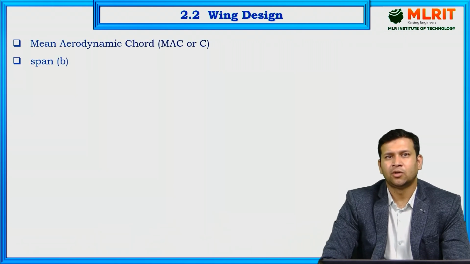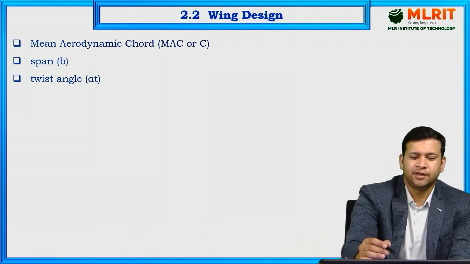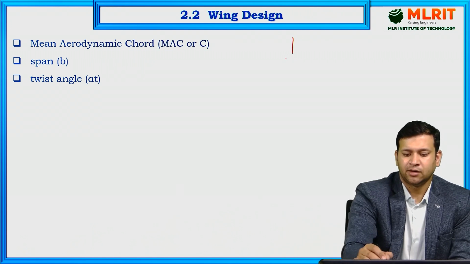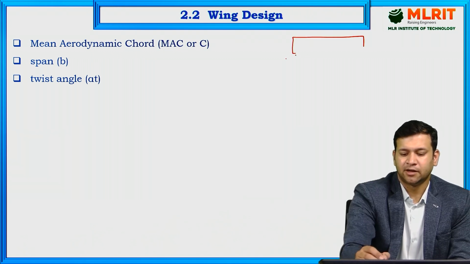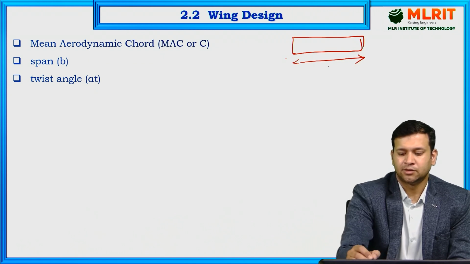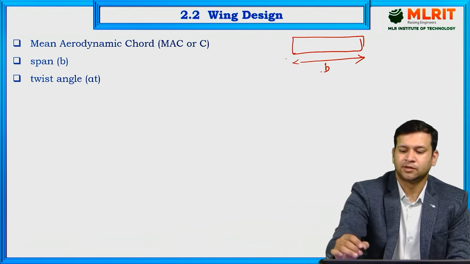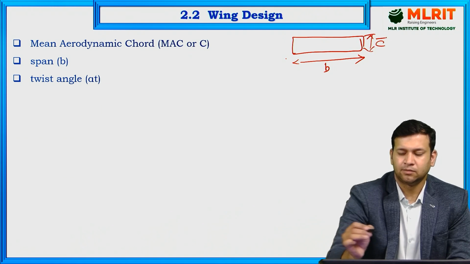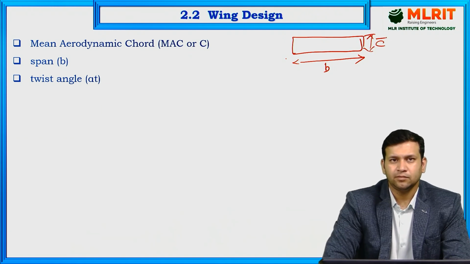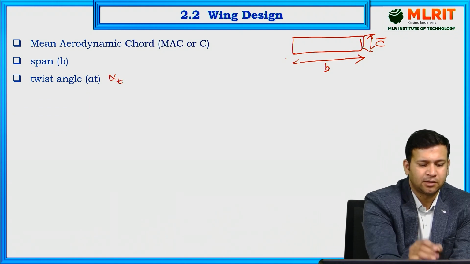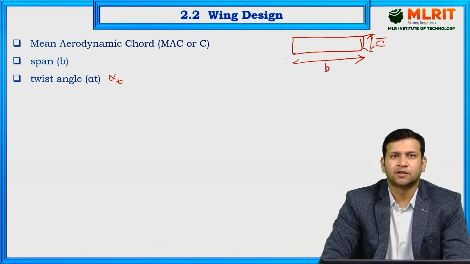Mean aerodynamic chord. Span. Span is the length of the wing. Suppose this is the rectangular wing which is for my configuration, right? So this is the span. This will be the chord. And then twist angle, which is alpha suffix t.